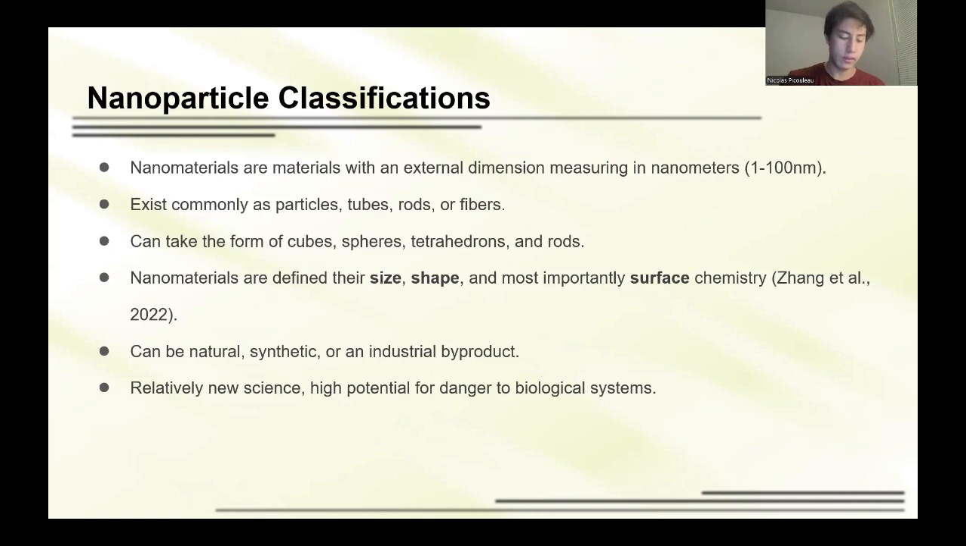Nanomaterials are not exclusively synthetic. They can be either naturally occurring, such as micelles, liposomes, and layered biopolymers, intentionally created, such as engineered nanomaterials, or exist as a byproduct of some industrial purpose, such as the manufacturing of copper or gold, which produce nanomaterials as a byproduct.